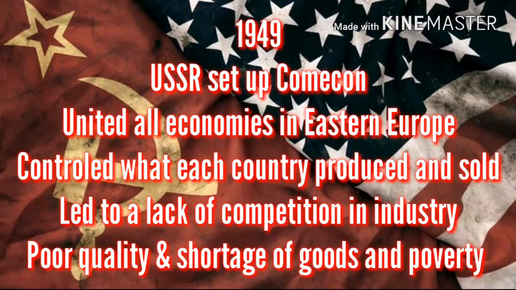In 1949, the USSR set up Comecon, which was an organization that united all economies of Eastern Europe. It controlled what each country produced and sold. It worked to benefit the USSR but not the countries under it. This led to a lack of competition in industry. This meant poor quality as well as shortage of goods and poverty.